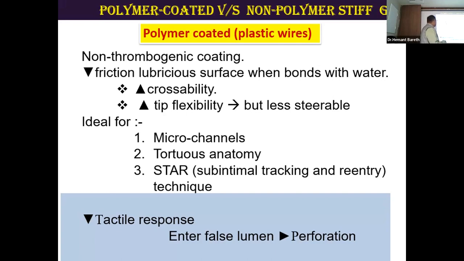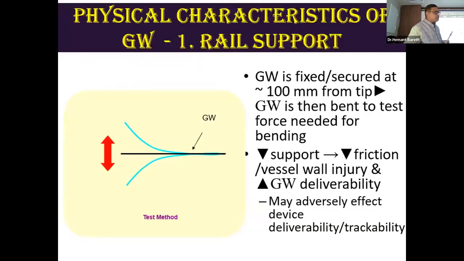And the problem is that there is very little tactile feel, so you have to depend only on your vision. It is easy to enter the false lumen and cause perforations with these wires. Choice PT was a classical polymer coated wire. Nowadays you have some other polymer coated wires, and those wires can be very dangerous, especially in CTO situations, because they can cause perforation.